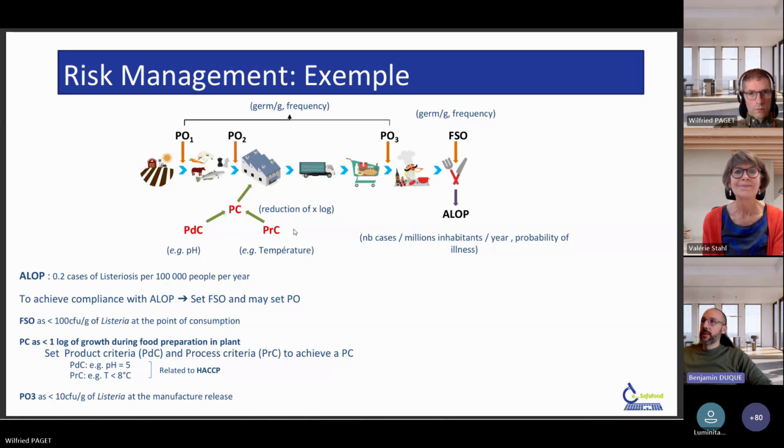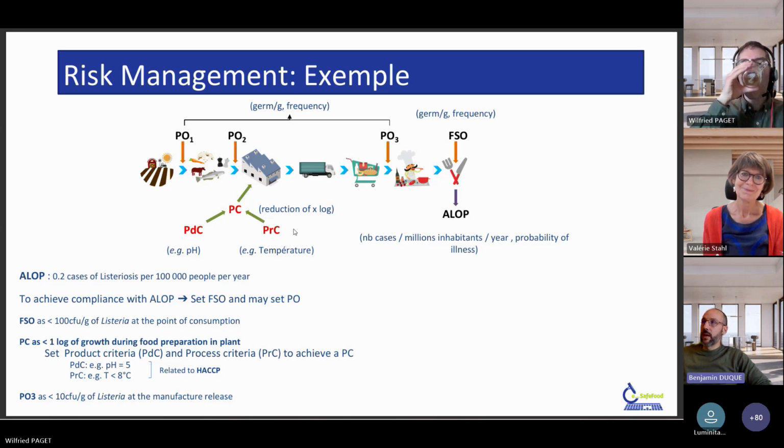So this is just an example to understand how all metrics are related. So for this example, we will be interested in Listeria monocytogenes. So we can follow the whole process from farm to fork. And for this pathogen, the ALOP is less than 1 case of listeriosis per people per year. So to be compliant with the ALOP, an FSO was set, and the company can also set a PO if necessary.